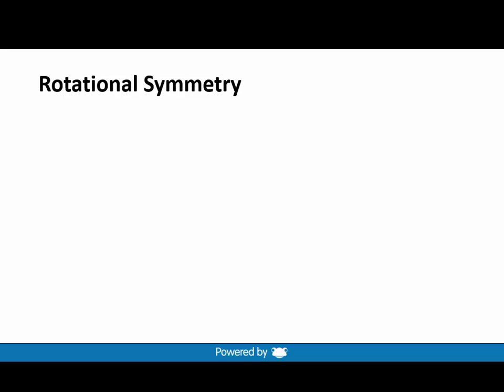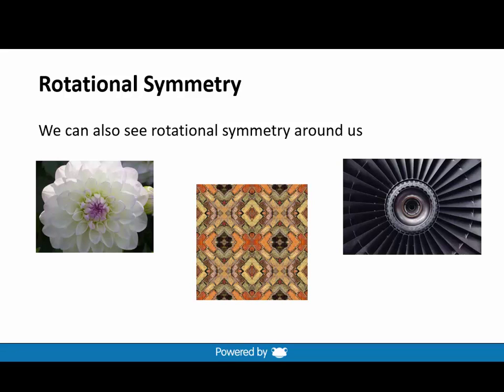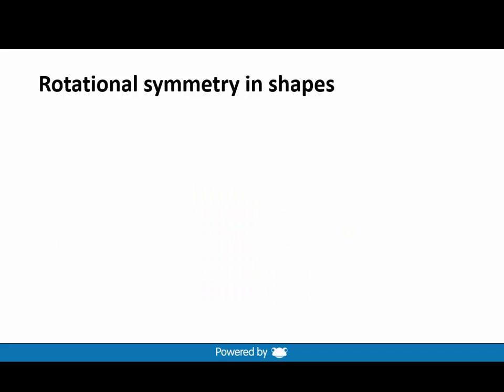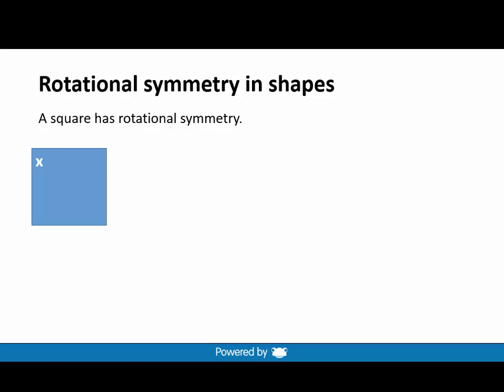So let's move on to rotational symmetry. We can also see rotational symmetry around us, like in these examples here. We look at rotational symmetry in shapes. A square has rotational symmetry. So I've got a shape here. I've put an X into the corner so we can see the way around that it is.